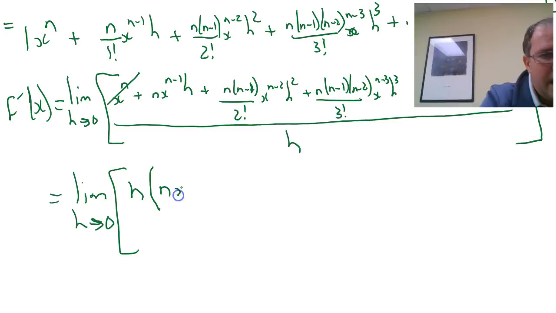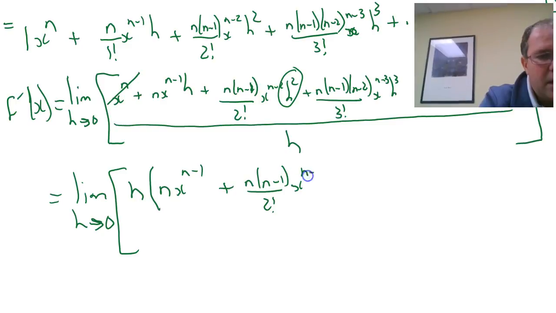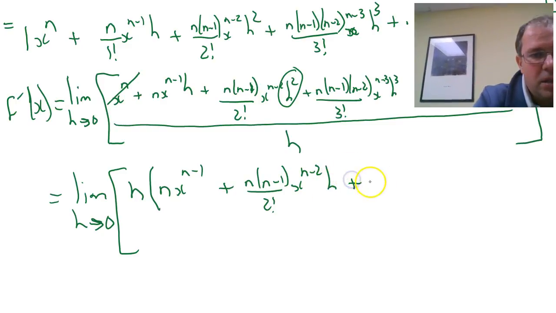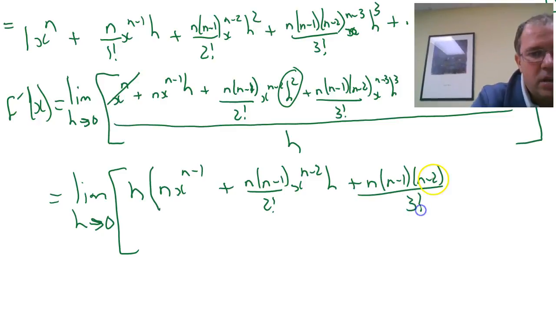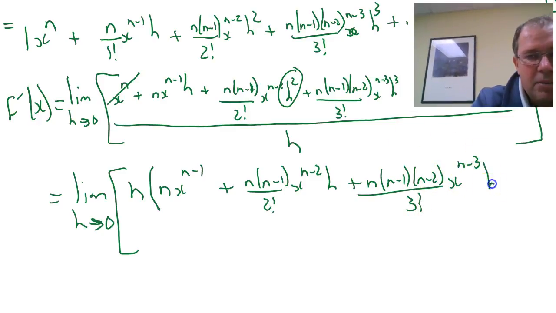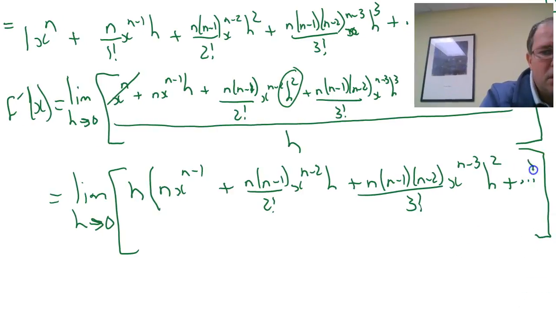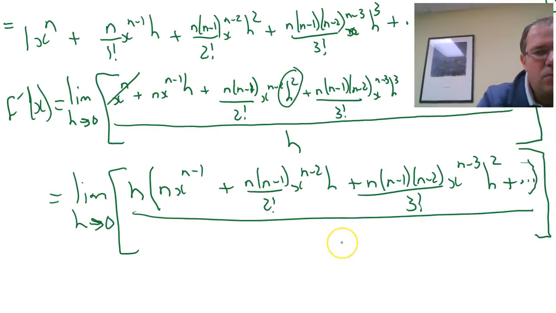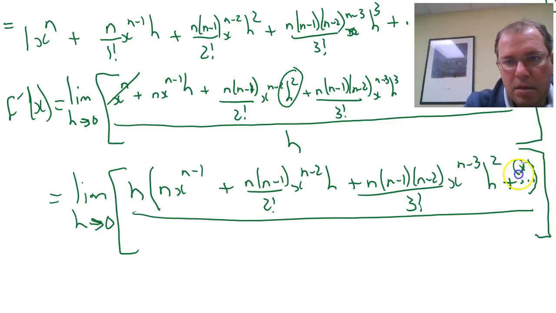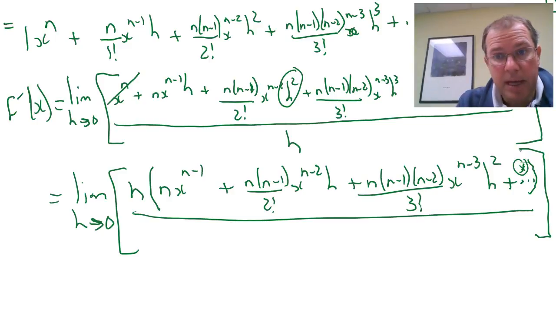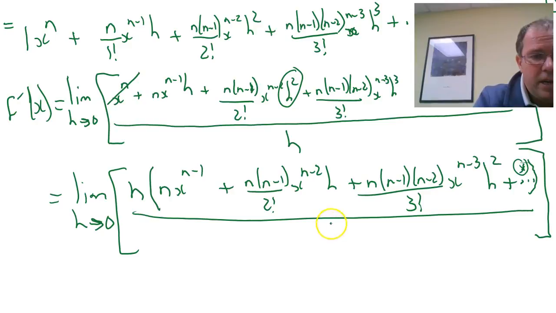So this one will be an nx to the n minus 1 once I've taken the h out. The next one, the h squared here will change to an h. So n minus 1 over 2 factorial x to the n minus 2 h, because I've taken an h out, plus n minus 1, n minus 2 over 3 factorial x to the n minus 3, and I've taken an h out, so that becomes h squared, plus dot dot dot. Think carefully. All of the other terms are going to have at least one h in them. The next term here would have an h cubed, the one after h to the 4, h to the 5, increasing, increasing. So over h, I can cancel these two h's, which is beautiful, thank you for that.